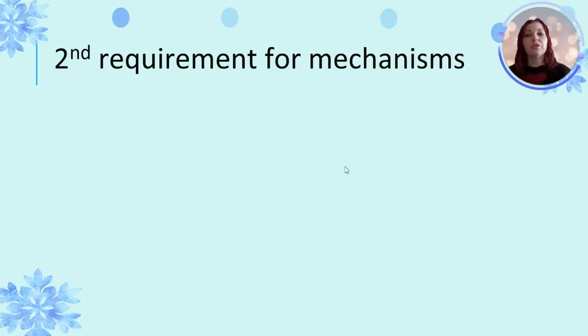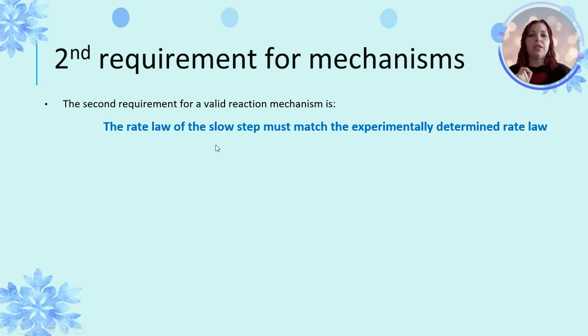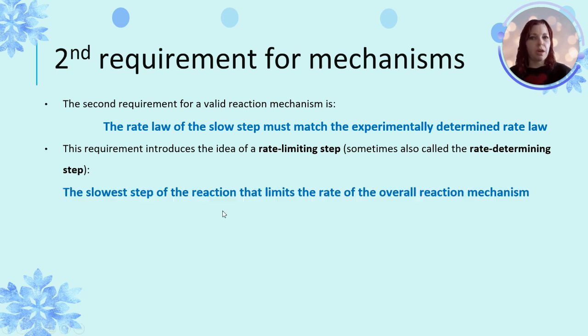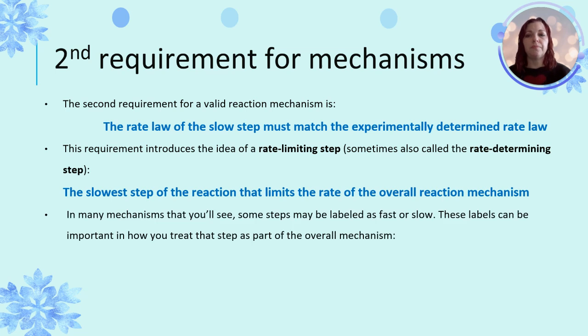So we've already talked about the first requirement for mechanisms, and that requirement is that the stoichiometry of the mechanism overall must match the stoichiometry for the overall reaction. So the second requirement for mechanisms is what we're going to talk about today. This requirement is that the rate law of the slow step must match the experimentally determined rate law. So this requirement introduces the idea of a rate limiting step, sometimes also called the rate determining step. So the slowest step of the reaction that limits the rate of the overall reaction mechanism. So that's your rate determining step.